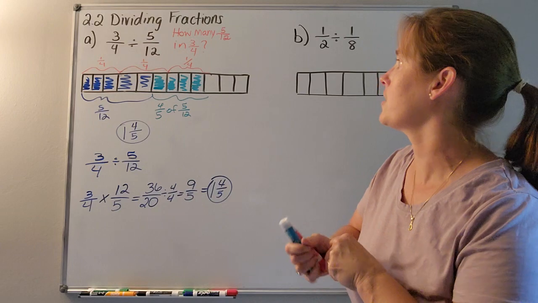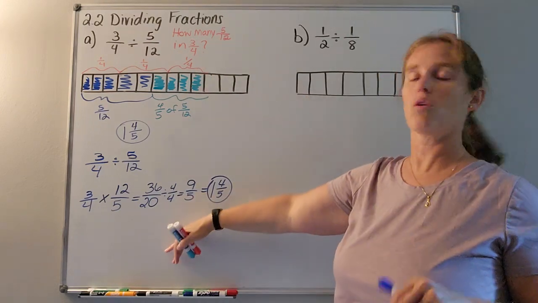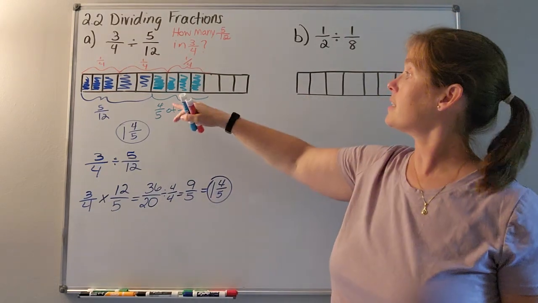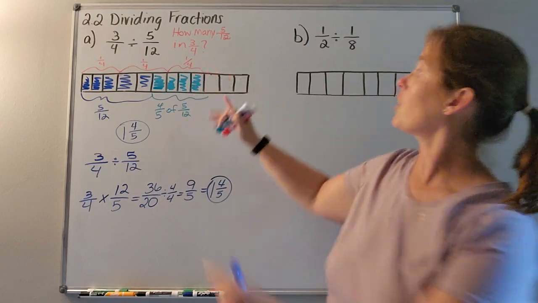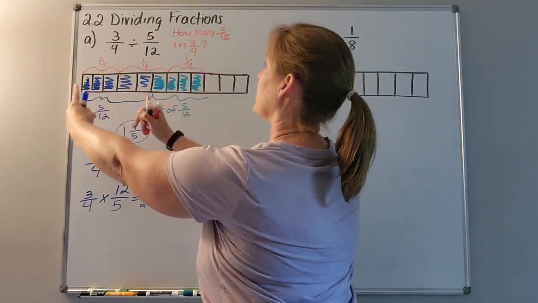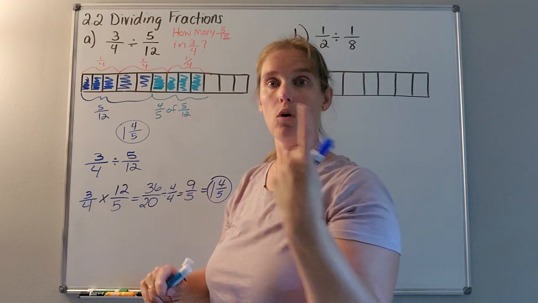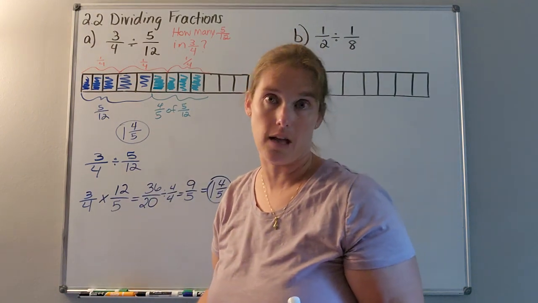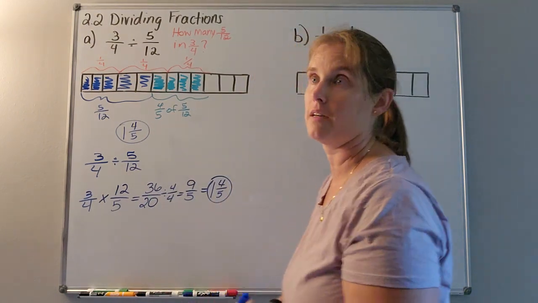So we get the same answer, whether we do it visually or just do the straight division. This lets us see, okay, we have our group of 3/4. How many 5/12 are there? Well, there's 1 whole, and 4 out of the 5 parts left. So that's why it's 1 and 4/5.